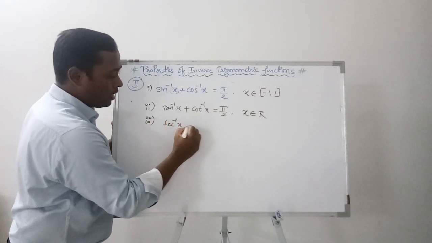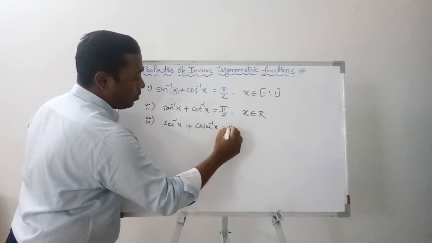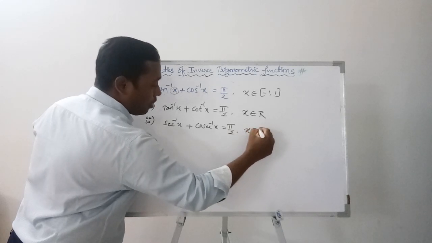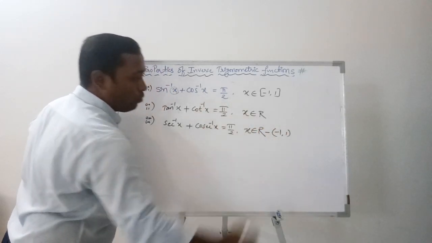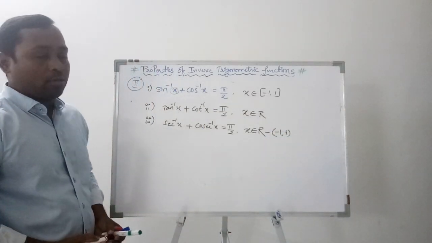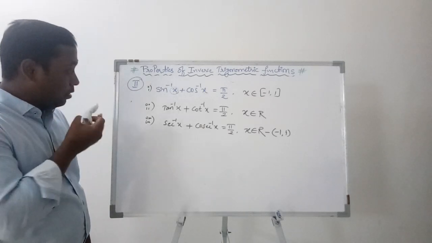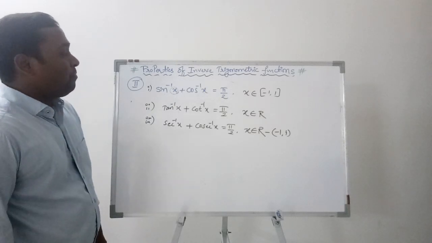So sec inverse x plus cosec inverse x is equal to pi by 2, where x belongs to every real number except minus 1 to 1, open bracket. So these are the second set of formulas. So I hope you have understood the first set of formulas and second set of formulas here.